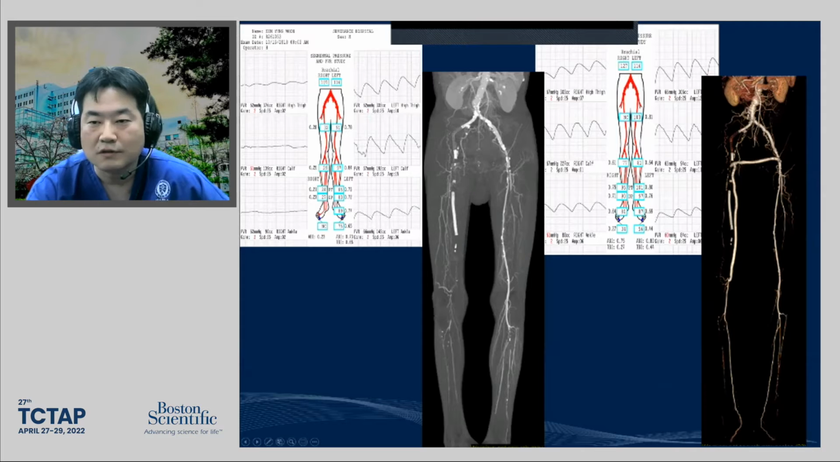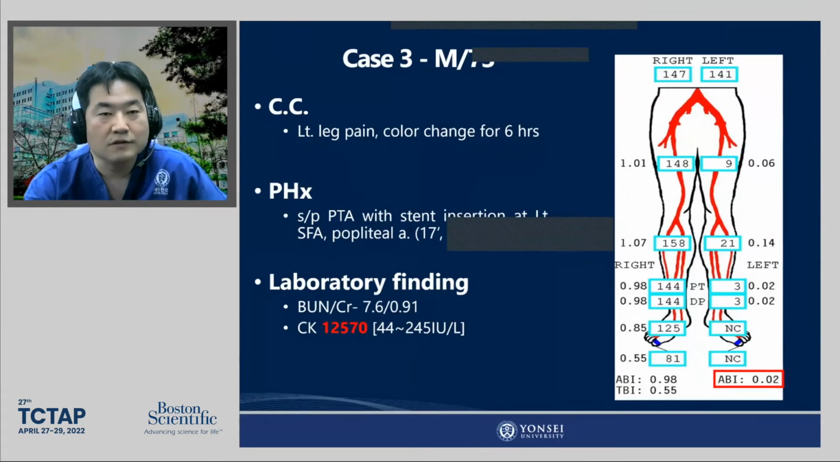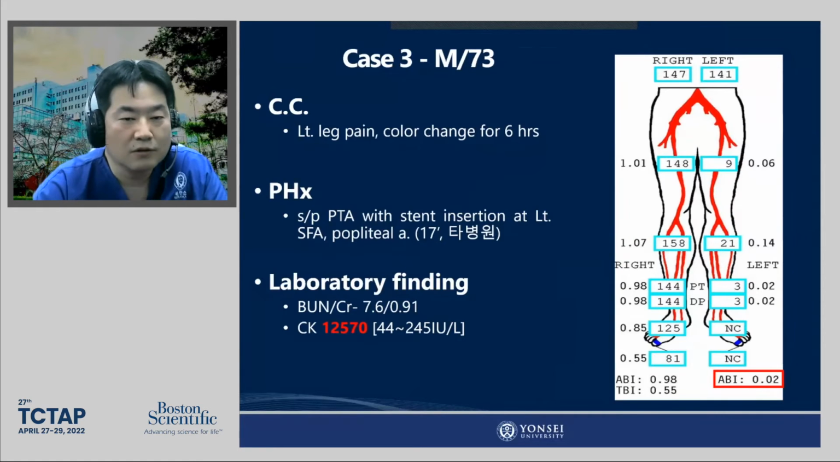scan shows much improvement after the AngioJet. And then the last case was a patient with 6 hours of left leg pain. He had already had peripheral angioplasty at another hospital.